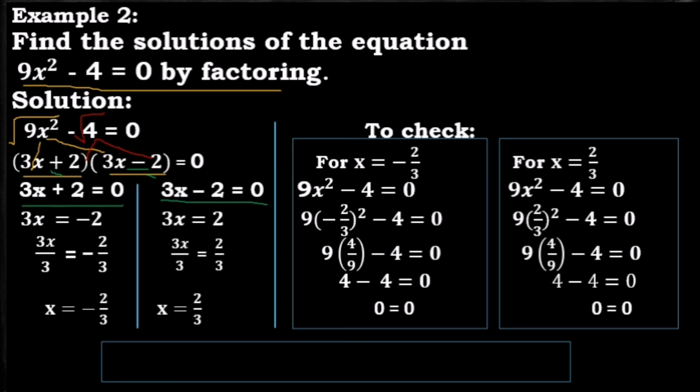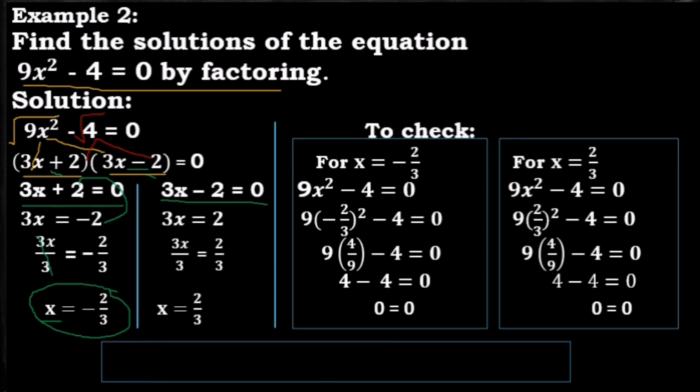3x equals, this 2 here will be transposed, so it becomes negative 2. Then divide both sides by 3. So 3x divided by 3, the answer is x. And negative 2 divided by 3, the answer is negative 2/3. So we have now the first value of x.